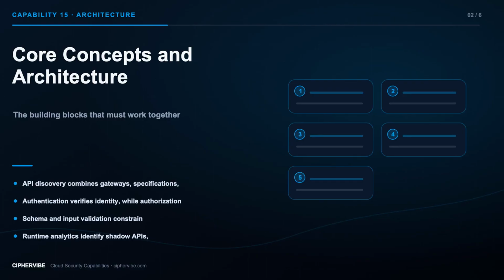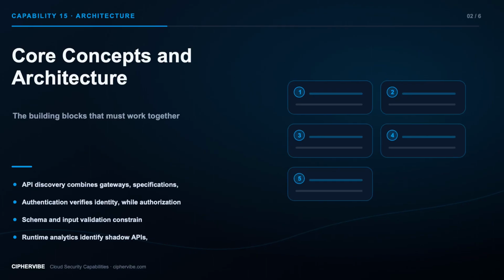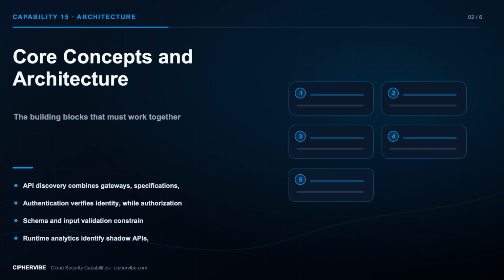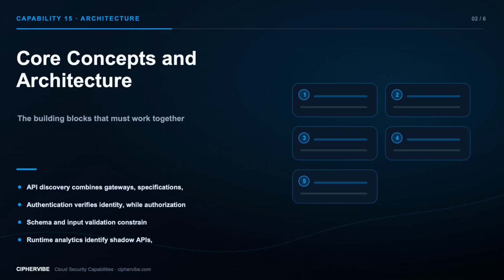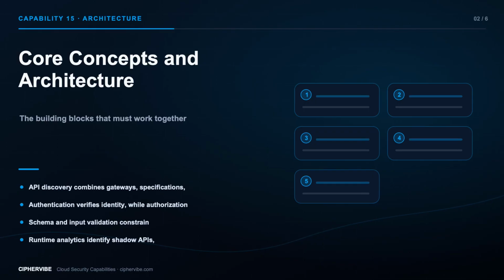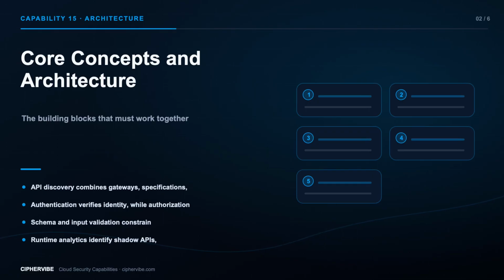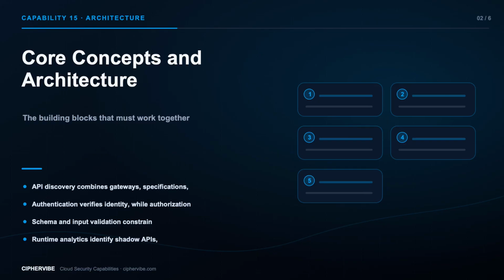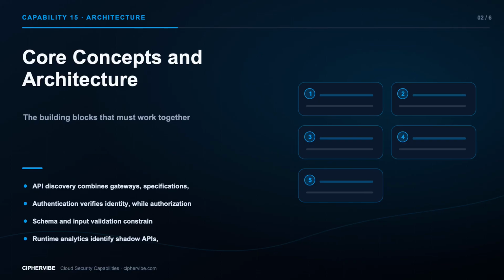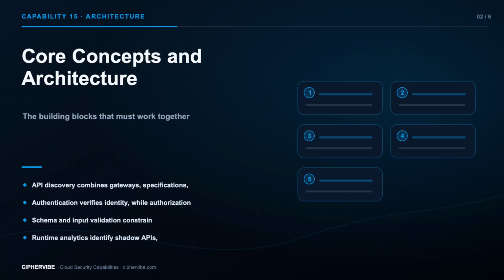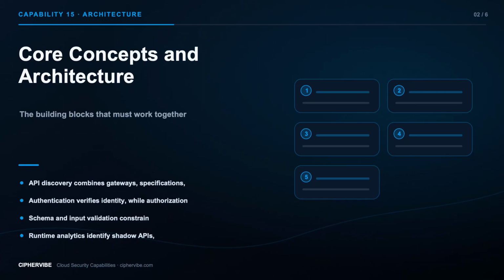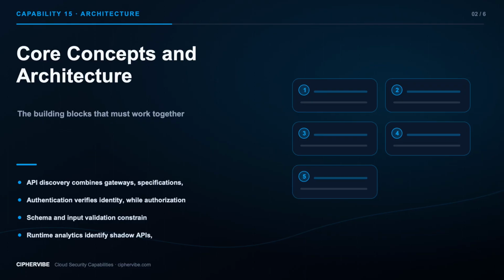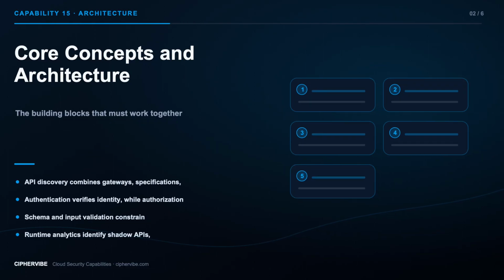The capability should create a traceable chain from source evidence to a security decision and then to an accountable action. First, API discovery combines gateways, specifications, code, traffic, DNS, service meshes, cloud inventories, and external attack surface evidence. Second, authentication verifies identity, while authorization decides whether that identity may perform this action on this object under these conditions.